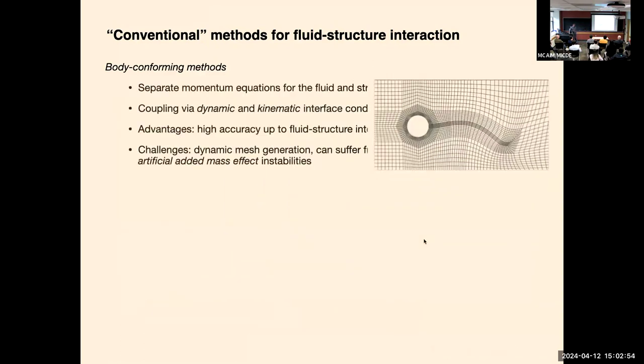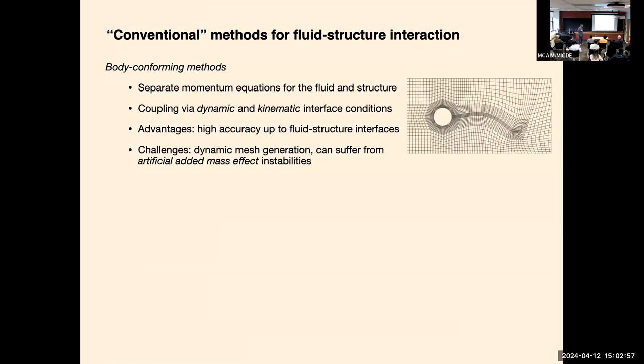The standard numerical methods that take these approaches include well-known methods like arbitrary Lagrangian Eulerian methods. Their basic features: typically, you have a separate momentum equation for the fluid and the structure, and that might seem like an obvious thing. We'll flip that around in a minute when we're talking about immersed boundary methods. The coupling is through the interface. At the fluid structure interface, you have dynamic and kinematic interface conditions, so you have force balance and no slip telling you how things evolve at the interface.